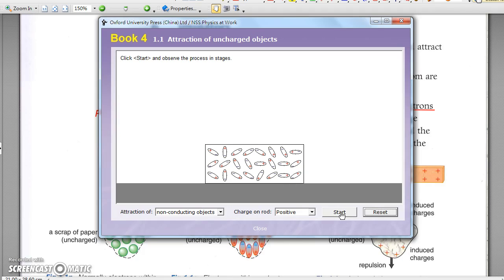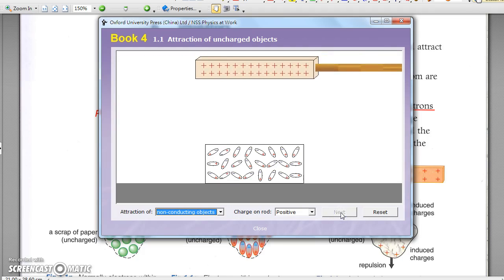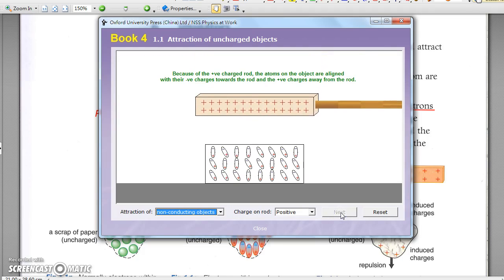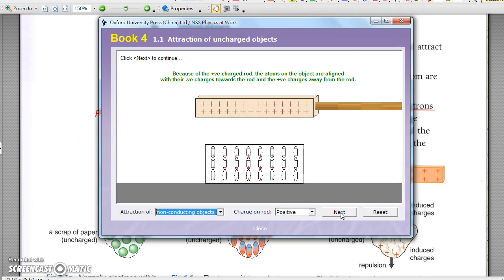of each paper molecule are attracted towards the positively charged rod, and the electron cloud is slightly distorted, so that finally all the molecules have their negative end facing the positively charged rod, and the positive end facing the other side. So there are induced charges on the top and at the bottom, just like the case of conductors. And eventually, the piece of paper is attracted by the charged rod.